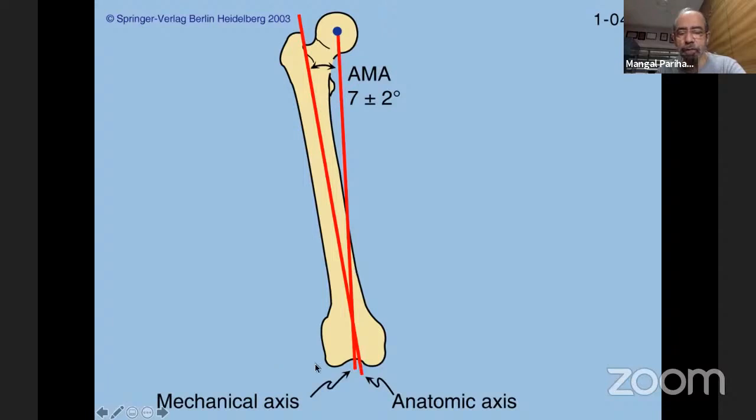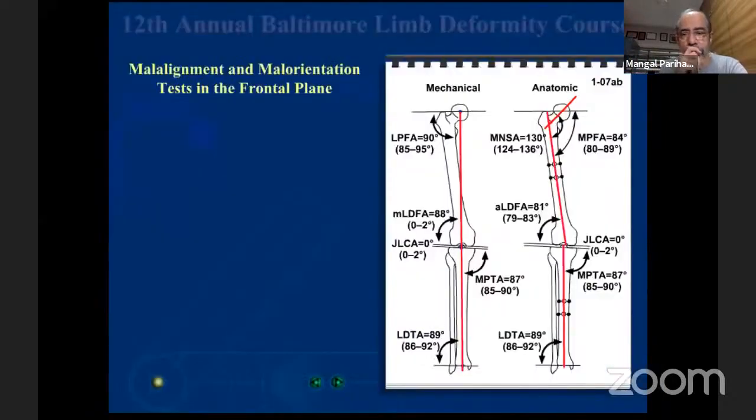So if you talk of a joint line over here, we said that mechanical LDFA is 88. If we're talking of anatomic, then it would be 81. So that is something that you need to keep in mind whenever we are doing the planning. Now, all of this stuff that I have talked about doesn't need to be memorized. This kind of card or graphic is available very easily on Google. You can just download one and keep it for reference.